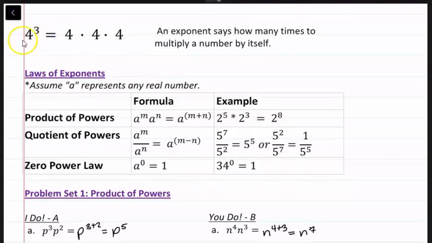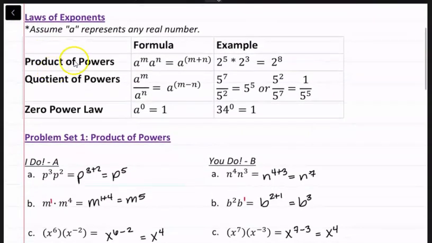Don't forget that exponents tell us how many times to multiply a number by itself. We call the base number the base. And the exponent, we also use the word power. So you may hear me say this is 4 to the power of 3. We also have our formula chart given to us where a represents any real number.